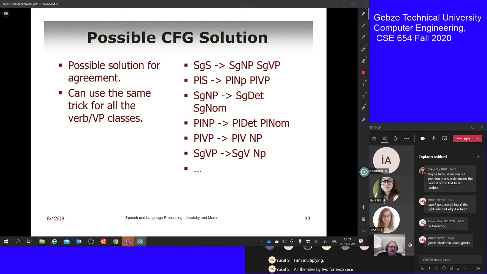This is singularity. How about the transitive, intransitive? How about the verbs that take a noun phrase and verbs, etc.? So for each case, I need to multiply the rules by 2. That's going to increase the number of rules a lot. So this is one solution.